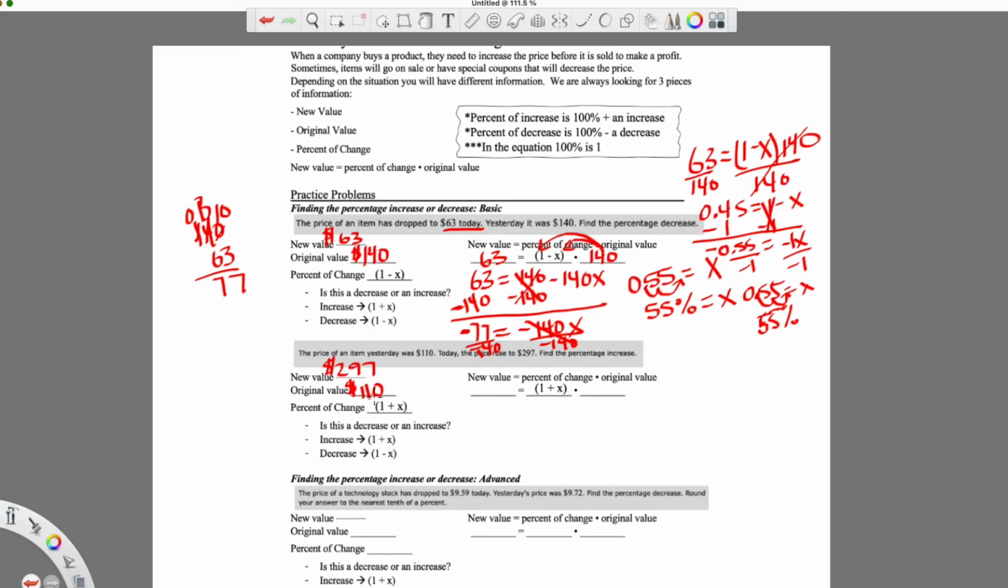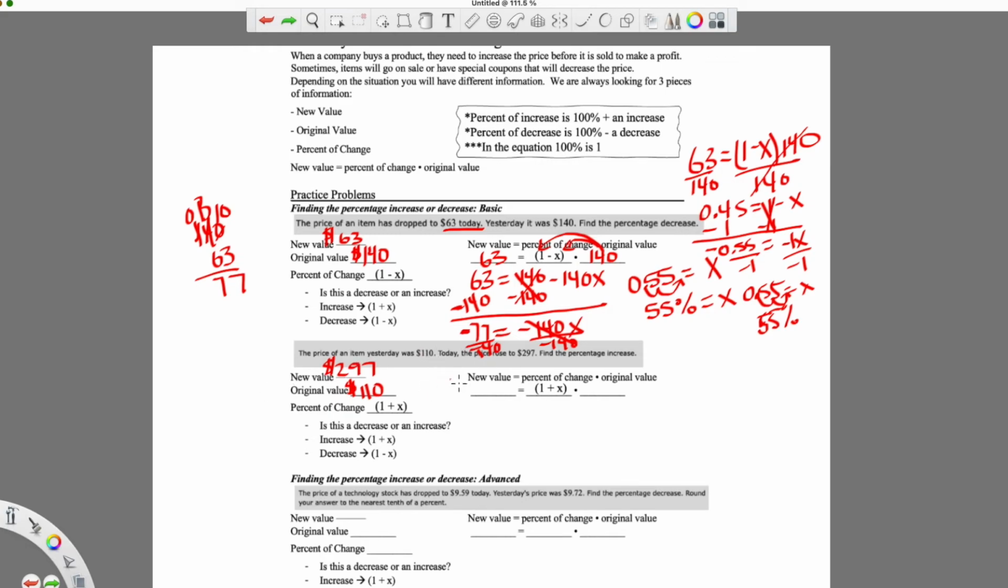And then I also heard the word rose. It rose. It went up. It's an increase. So the last sentence says, find the percentage of increase. So now I have 100% plus the increase. Whatever that percent of increase is, it was a markup. So we can think of it as I bought it for $110 and I'm raising the price to $297. That's a pretty big increase so that I can make some money off of that.